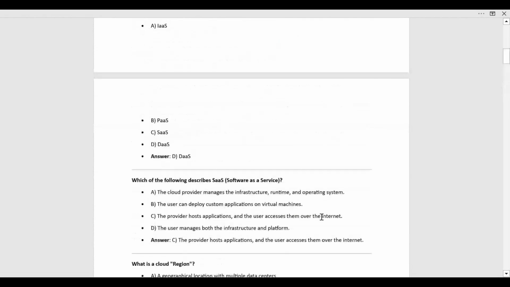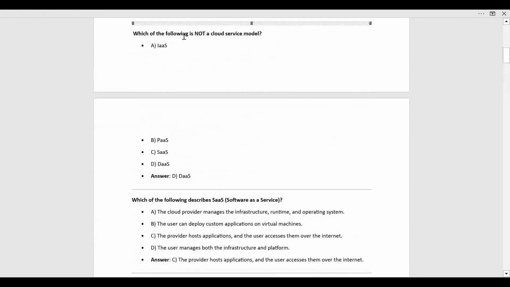So this one also they covered. Which of the following is not a cloud service model? They have given four options to us: infrastructure as a service, PaaS, SaaS, DaaS. Just now we have gone through that information. They are asking which is not one, so obviously the answer is DaaS. DaaS is not an option for a cloud service model. We have only three models, which are infrastructure as a service, PaaS, and SaaS.